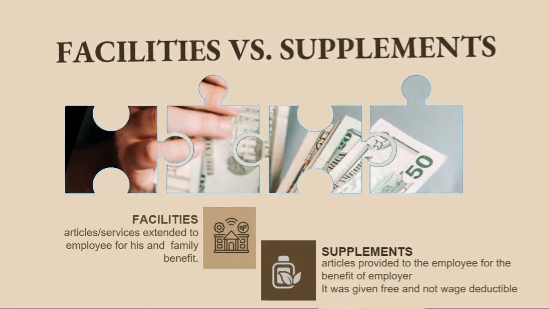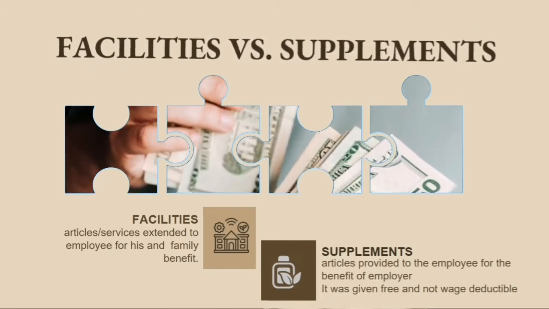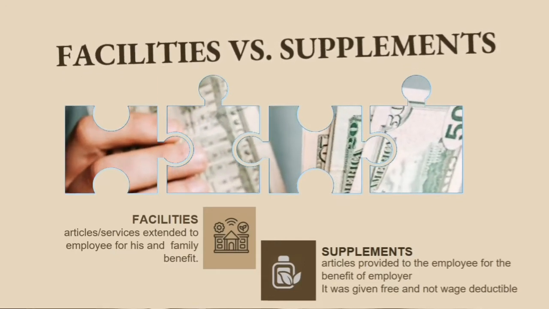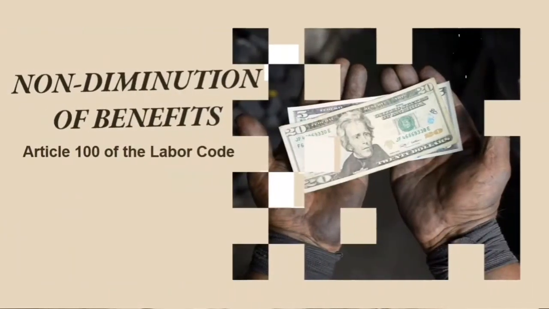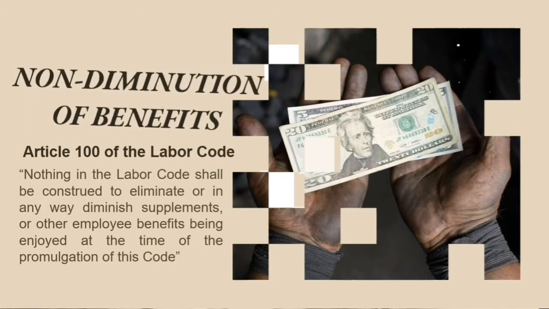So in other words, class, supplements constitute remuneration or special privileges received by the employees over and above their ordinary earnings. Then we have Article 100 of the Code pertaining to non-diminution of benefits.